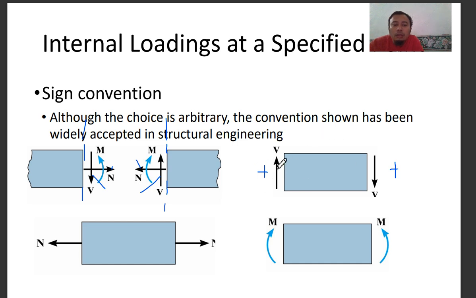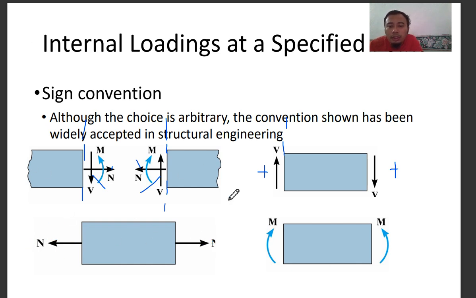If you are sectioning here, and your shear force is acting upward, it's considered as positive. Same goes for normal force. When your normal force is acting outward from the member, it is in tension. So a member in tension we consider as positive.